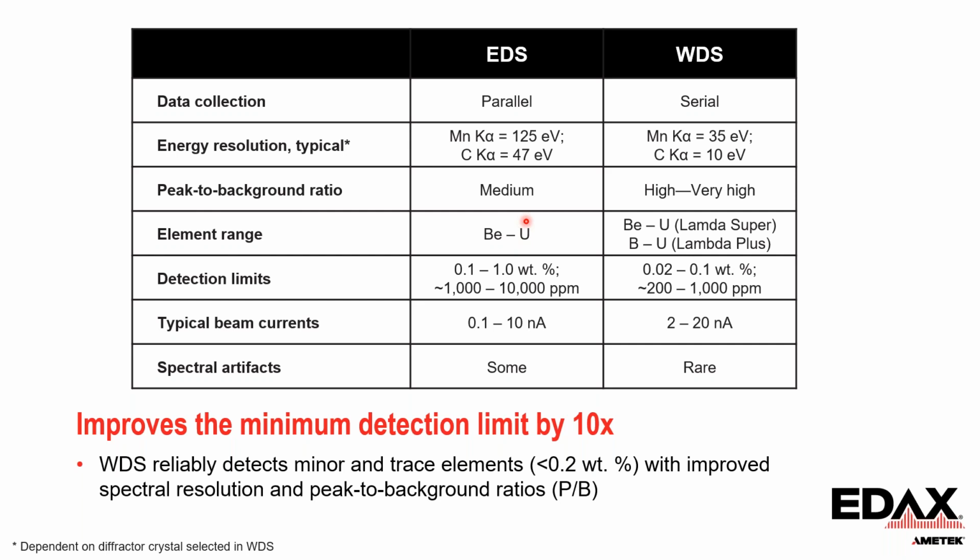For the energy range, both of them roughly cover the same element range. WDS has superior detection limits, very low detection limits, 10 times better than that of EDS. WDS requires higher beam currents, usually 2 to 20 nanoamps. Spectral artifacts in the WDS spectrum are very rare, while there are some spectral artifacts in the EDS spectrum, as we can see from the previous slide.